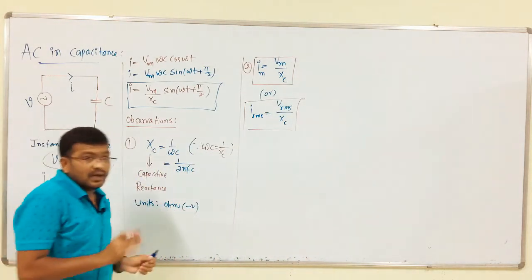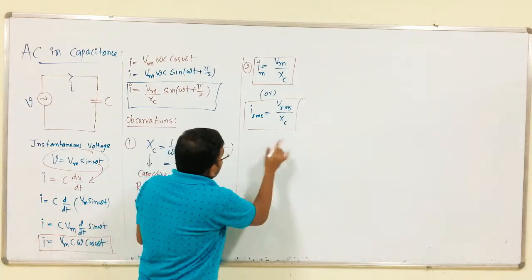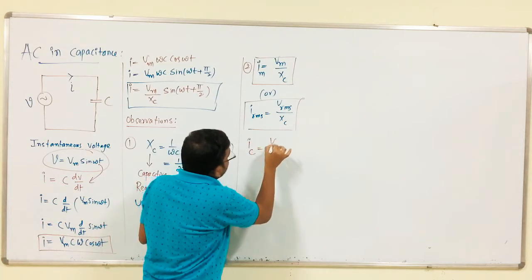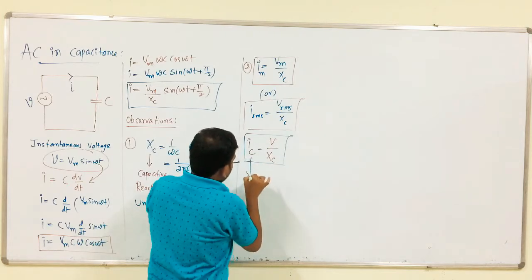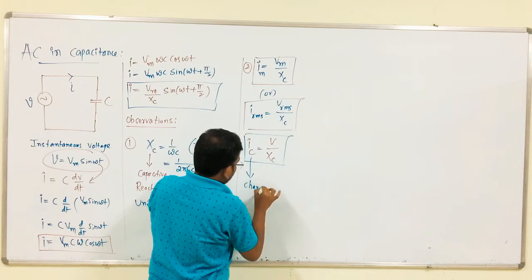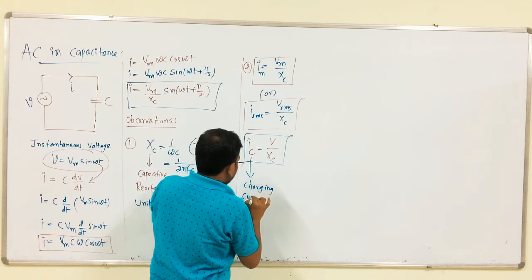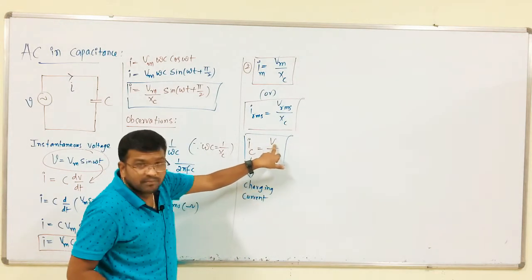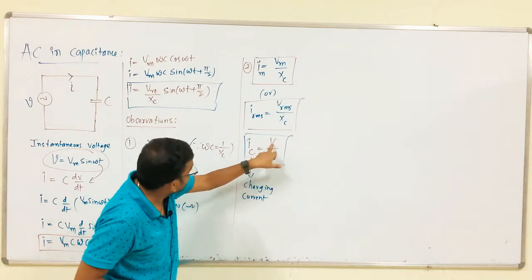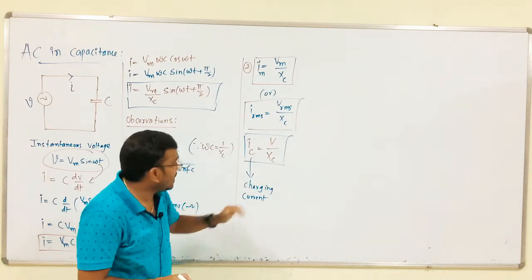The current means the charging current. That is, the charging current is nothing but V/Xc, simply V/Xc. If it is the maximum value, this is maximum; if it is RMS, this is RMS. This is the second observation. Okay.